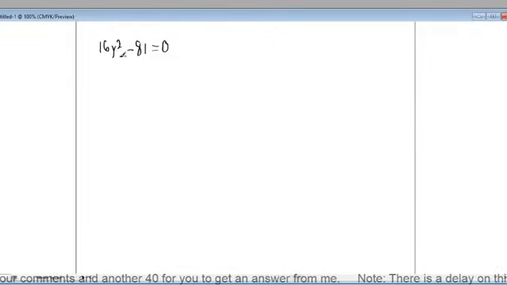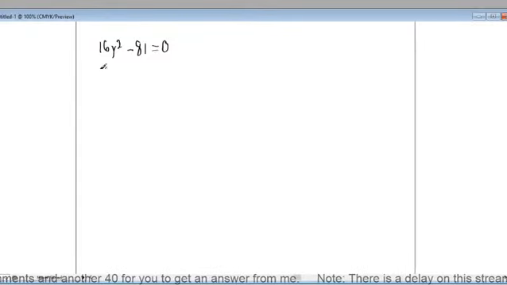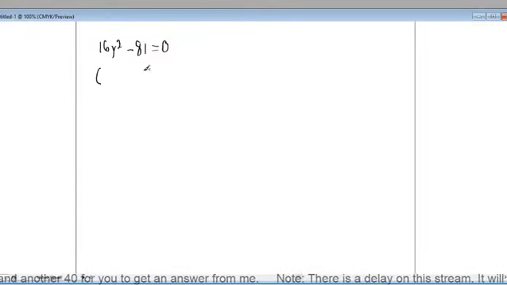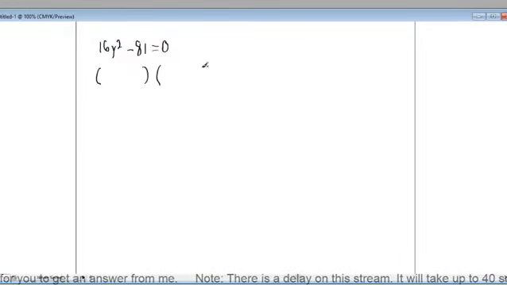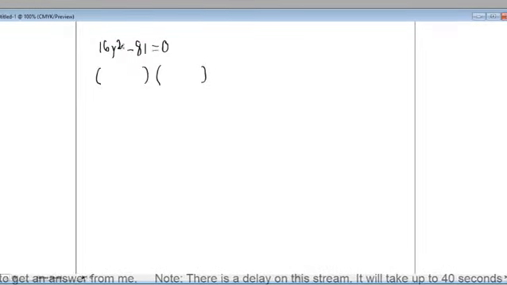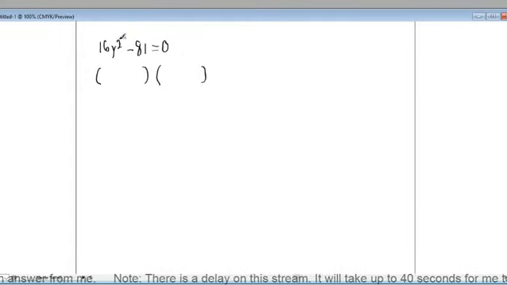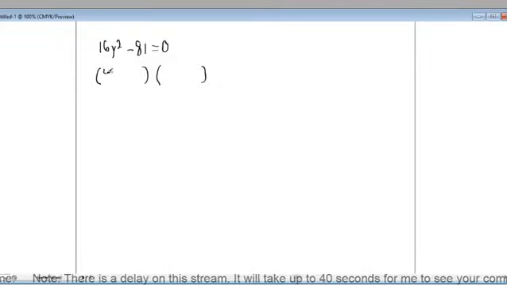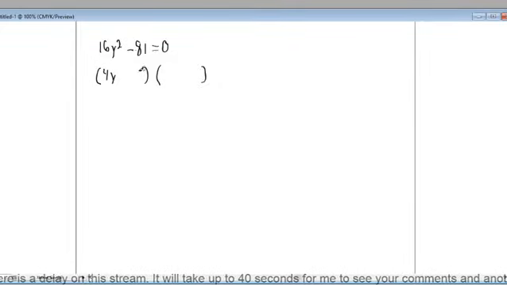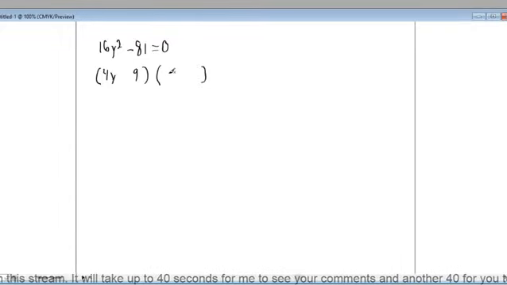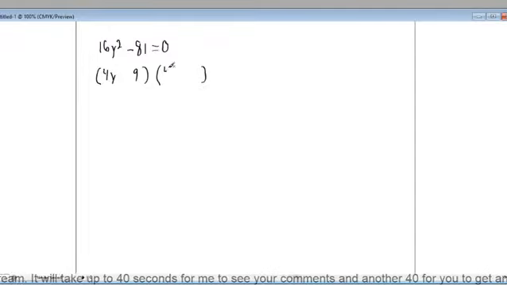Okay, so with the difference of squares, we know that we get two factors out. We take the square root of all these numbers. So square root of 16, like I said, is 4. Square root of y squared is y. Square root of 81 is 9. And that fills into our two factors here.